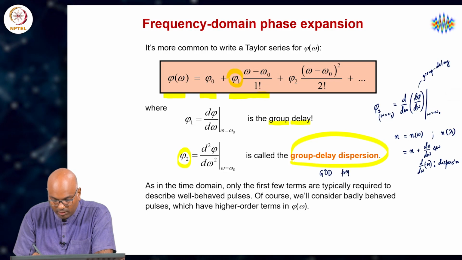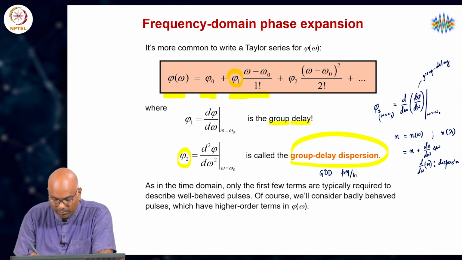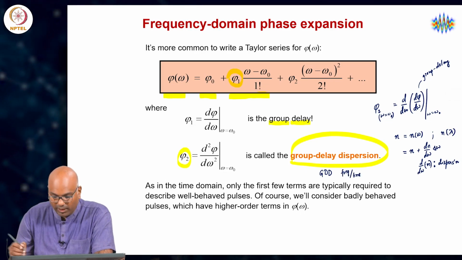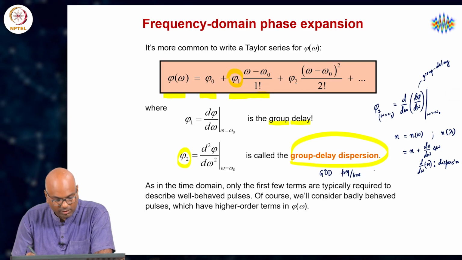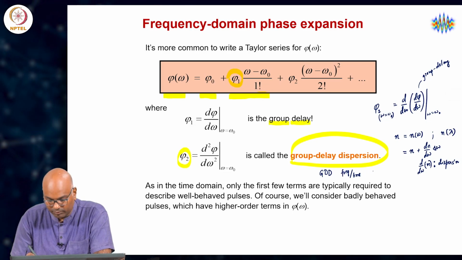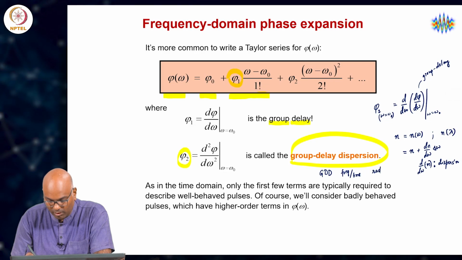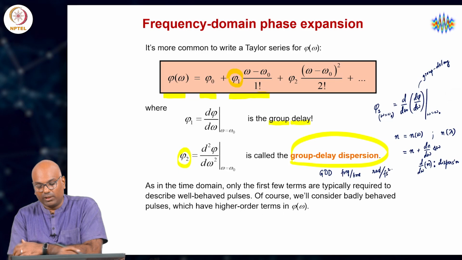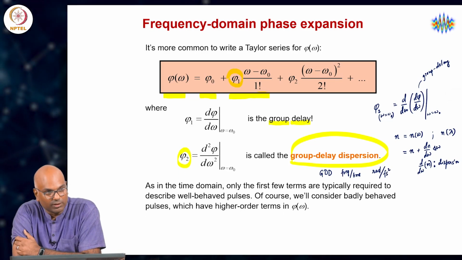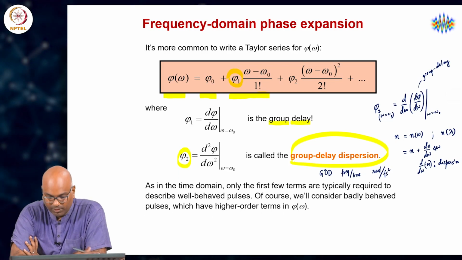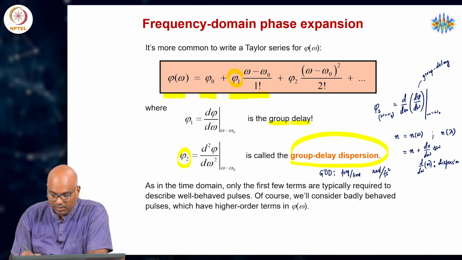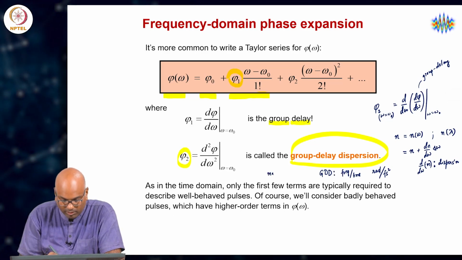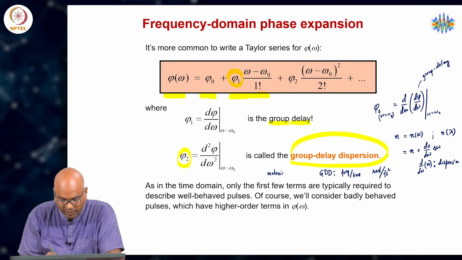frequency by time. If it is angular frequency, it is going to be radians per second square or femtosecond square, as the case may be for these ultra short pulses. What becomes important? This is a material property, much like the refractive index of the material.